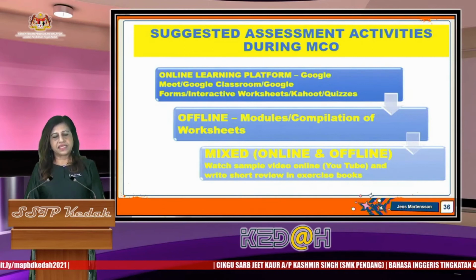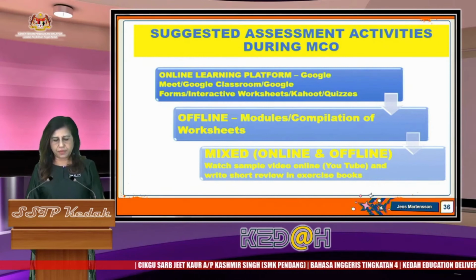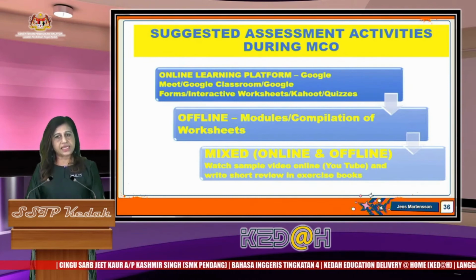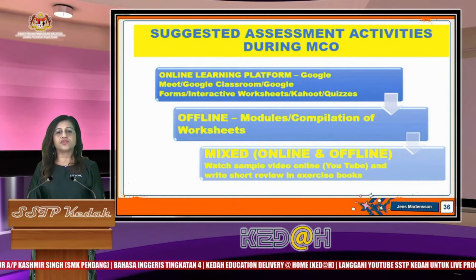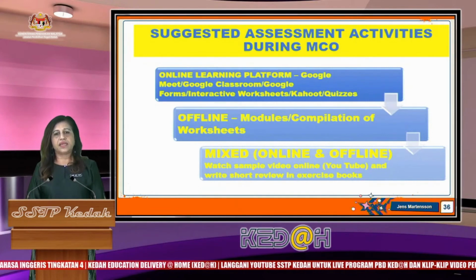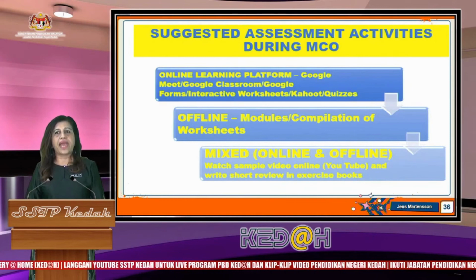So here are some suggested assessment activities during the NCO, teachers. I know during this pandemic, it is very crucial on our part. There is the online learning platform: Google Meet, Google Classroom, Google Form, interactive worksheet, Kahoot, and quizzes. There is also offline, which is modules, compilation of worksheets, mix of online and offline, watching a sample video online, and writing a short review in exercise books.